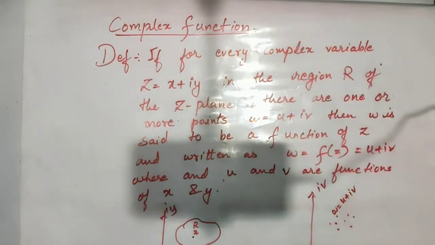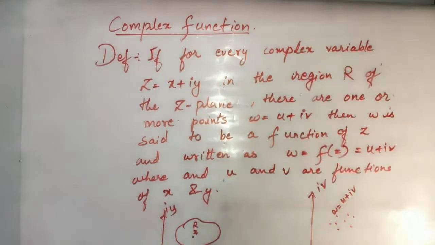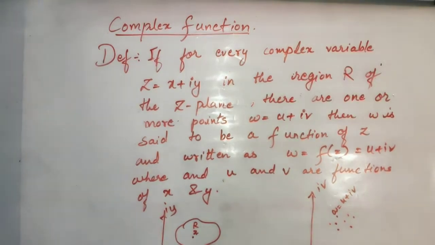So if for every complex variable z is equal to x plus iy, as you know, x is the real part and y is the imaginary part, in the region R of the z plane, there are one or more points w of the form u plus iv, where u is going to behave as a real part and v is going to behave as an imaginary part, then w is said to be a function of z, and it is mathematically written as w is equal to f of z.